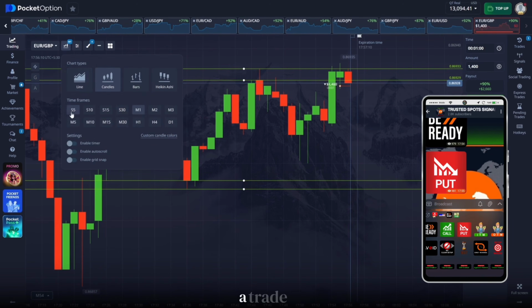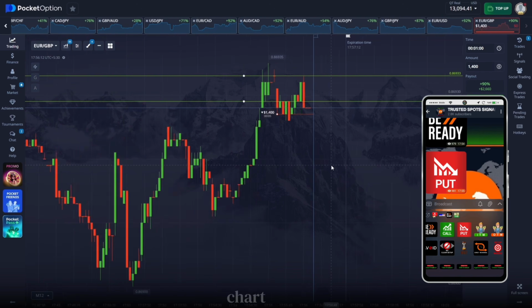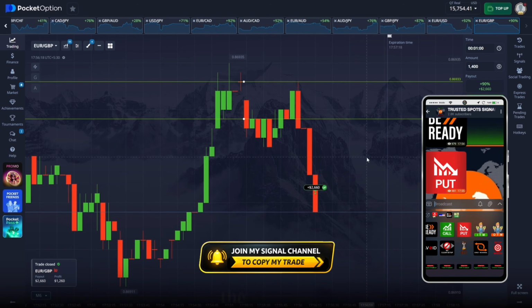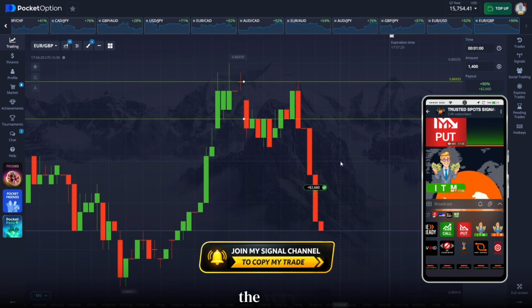So to place a trade, I just open the 5-second chart. Right now we are running in loss and we won the trade at the very last second.